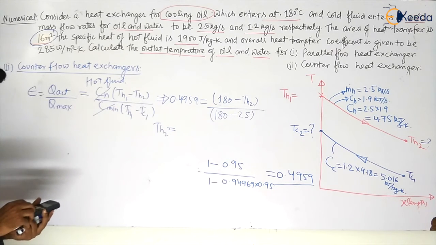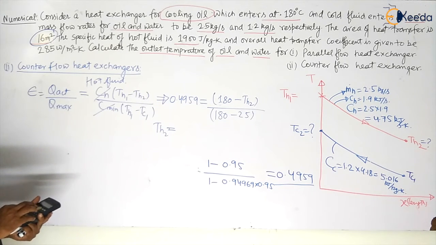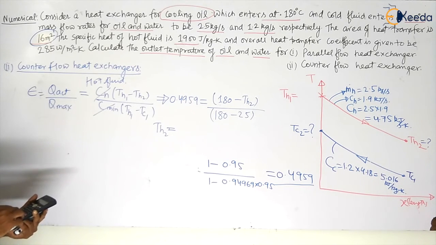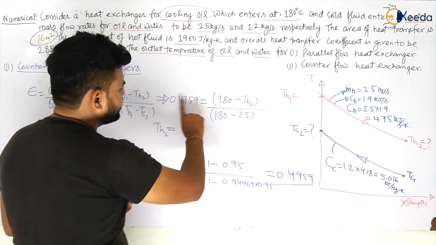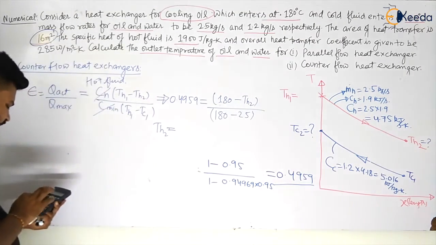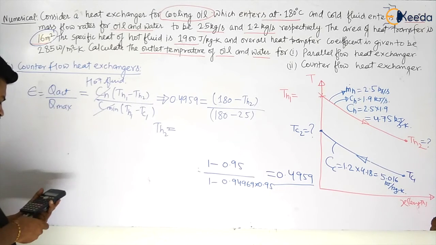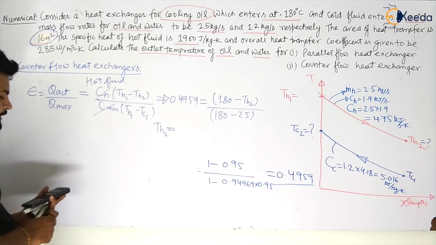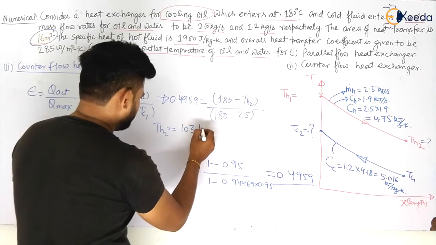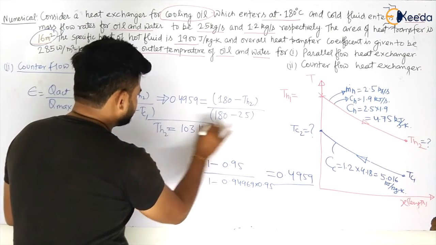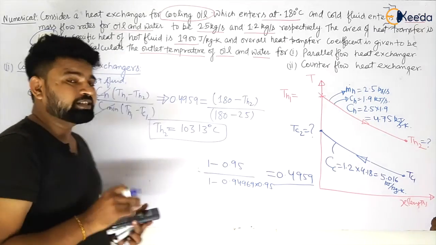So the value will be given by 0.4959 into 180 minus 25, which is 76.86. This part will come, and I will take this side and this side. So this will become 180 minus this, so this will be 103.13 degrees Celsius.